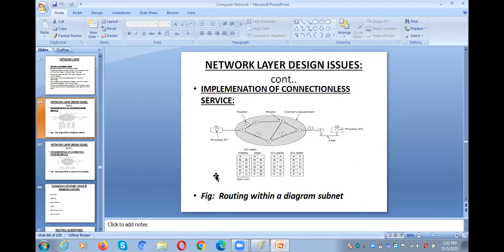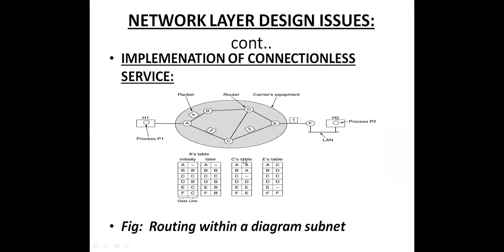Now the implementation of connectionless service. Please follow the diagram on the cursor. For example, process 1 is willing to transfer information to process 2, which is available in another LAN. So there are two LANs, and the machine in one LAN is willing to transfer information to the machine in another LAN.